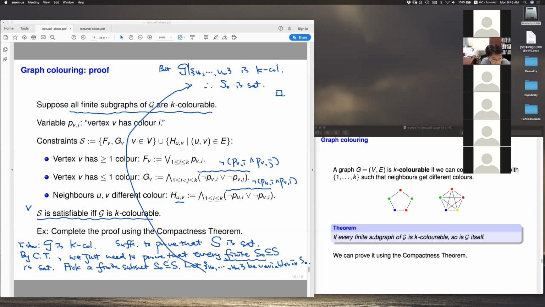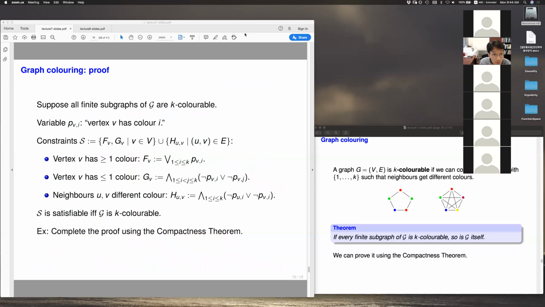Okay, so just to recap, we need to show that G is K-colorable, and because our encoding is good, it is sufficient to show that our set of formulas S is satisfiable. By the compactness theorem, showing S is satisfiable is equivalent to showing every finite subset is satisfiable. And essentially, proving a finite subset is satisfiable is equivalent to showing the finite subgraph of G is K-colorable. So it's all about reasoning from infinite stuff to finite stuff via the encoding into propositional logic formulas. It's not very difficult, but I thought these were quite interesting applications of the compactness theorem.